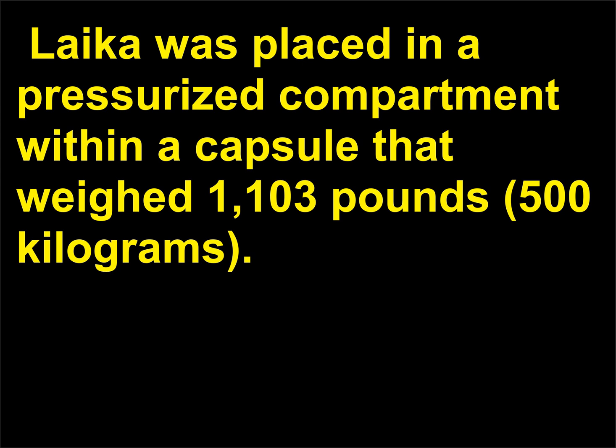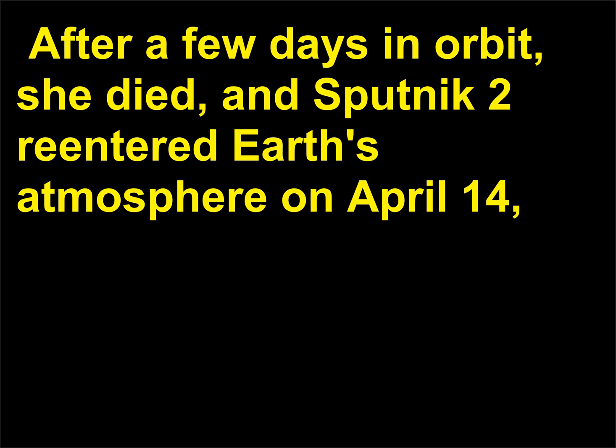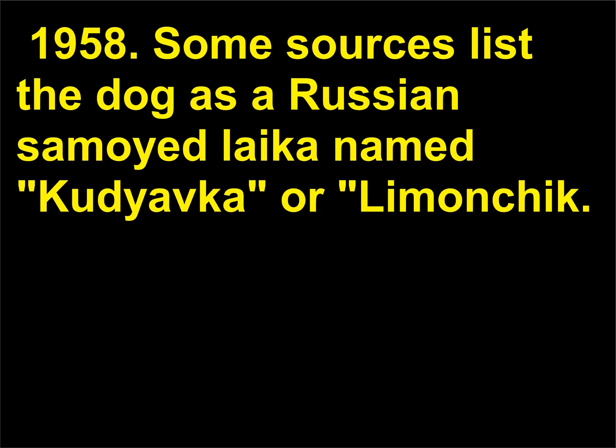Laika was placed in a pressurized compartment within a capsule that weighed 1,103 pounds, 500 kilograms. After a few days in orbit, she died, and Sputnik 2 re-entered Earth's atmosphere on April 14, 1958. Some sources list the dog as a Russian Samoyed Laika named Kutyevka or Lemenchik.